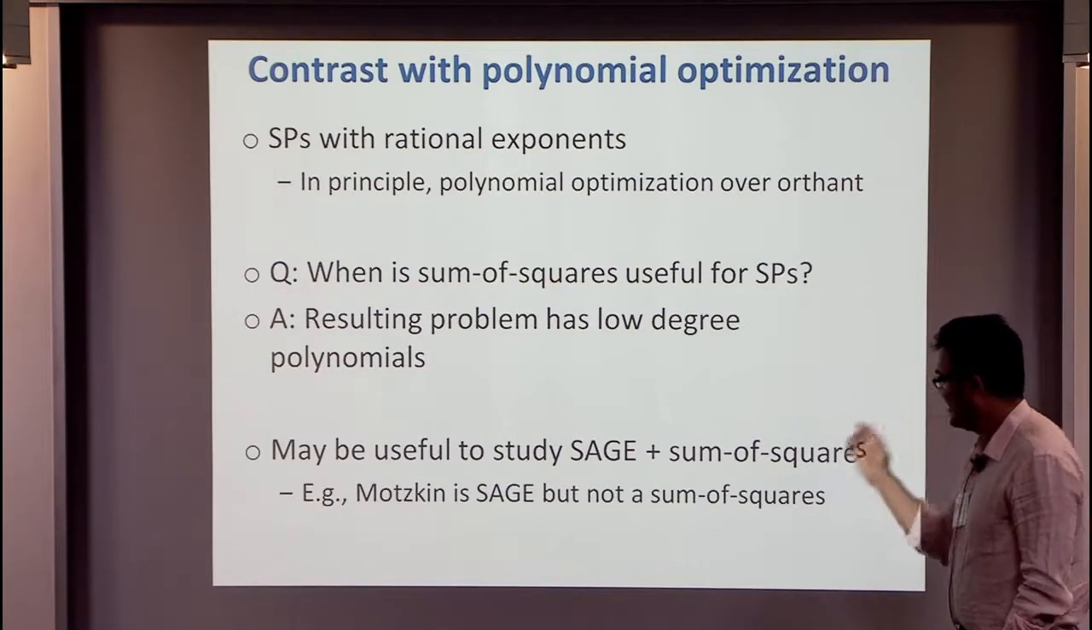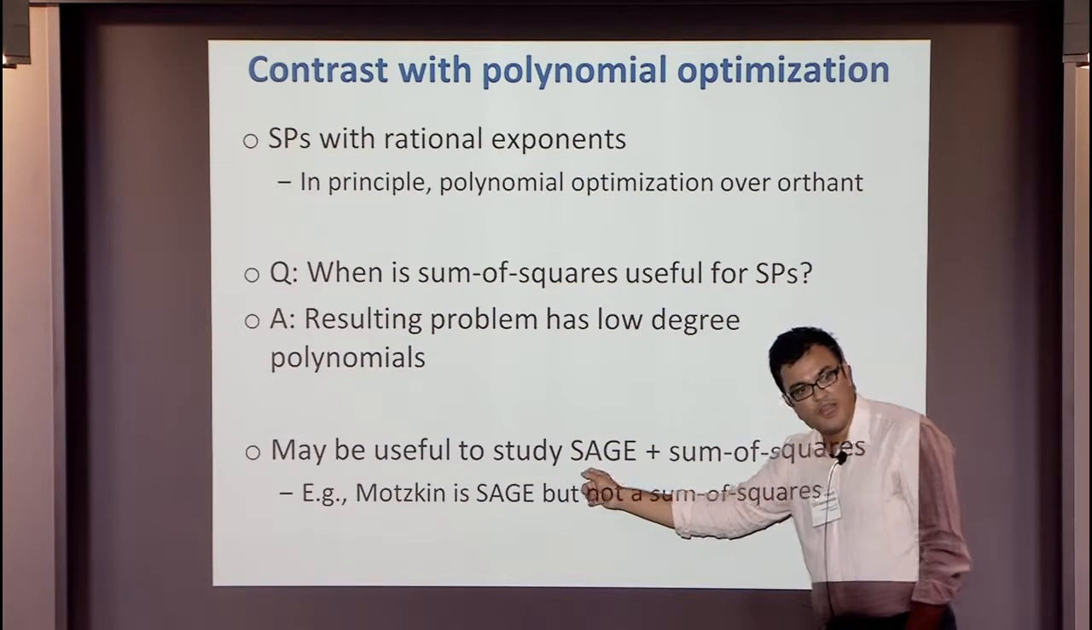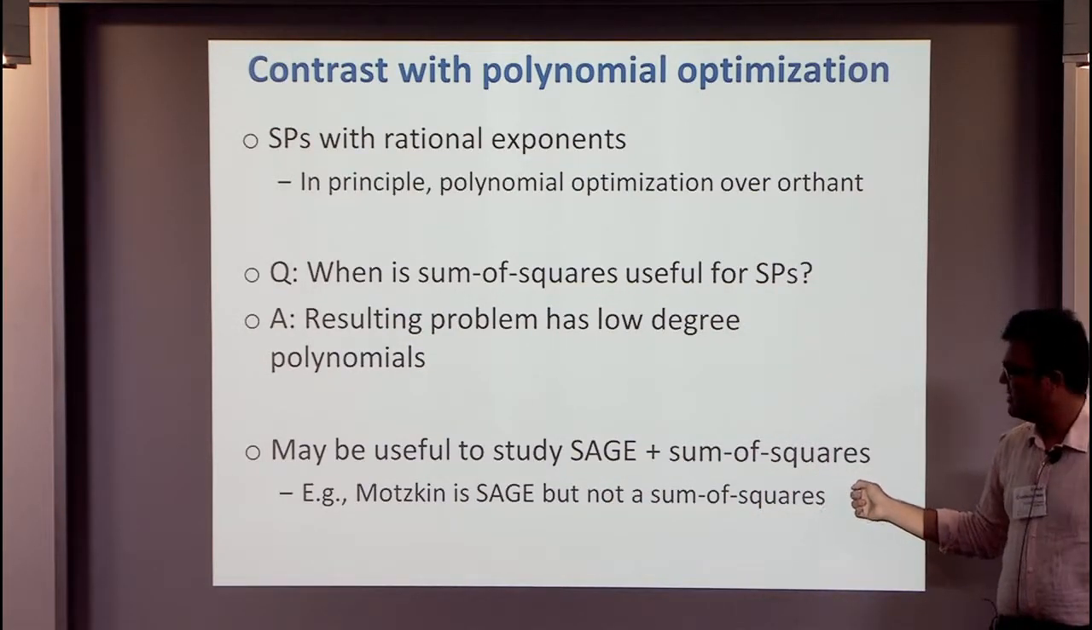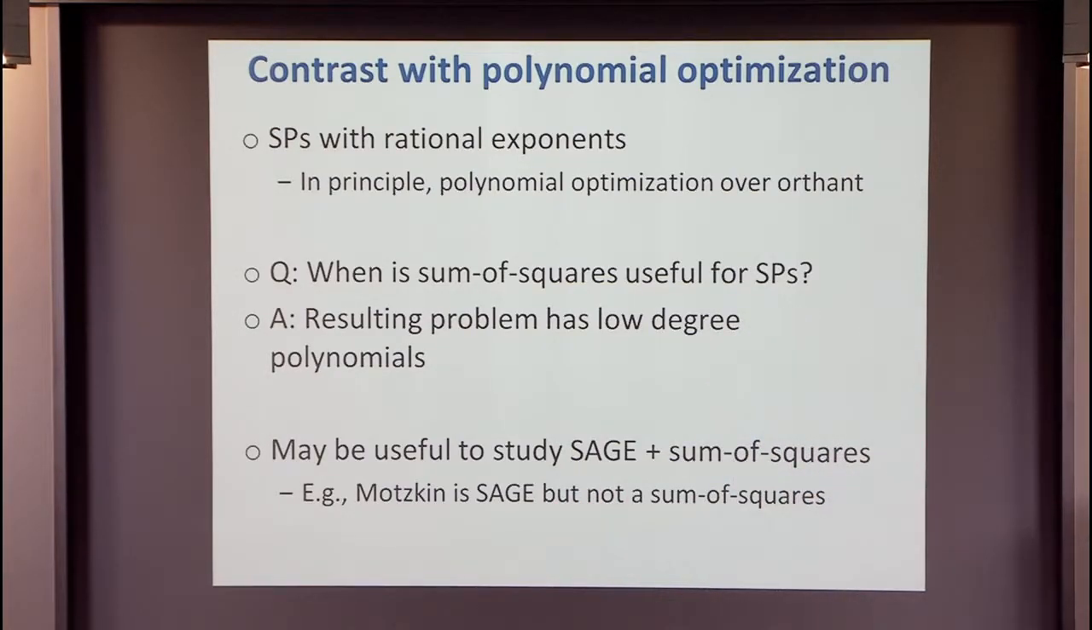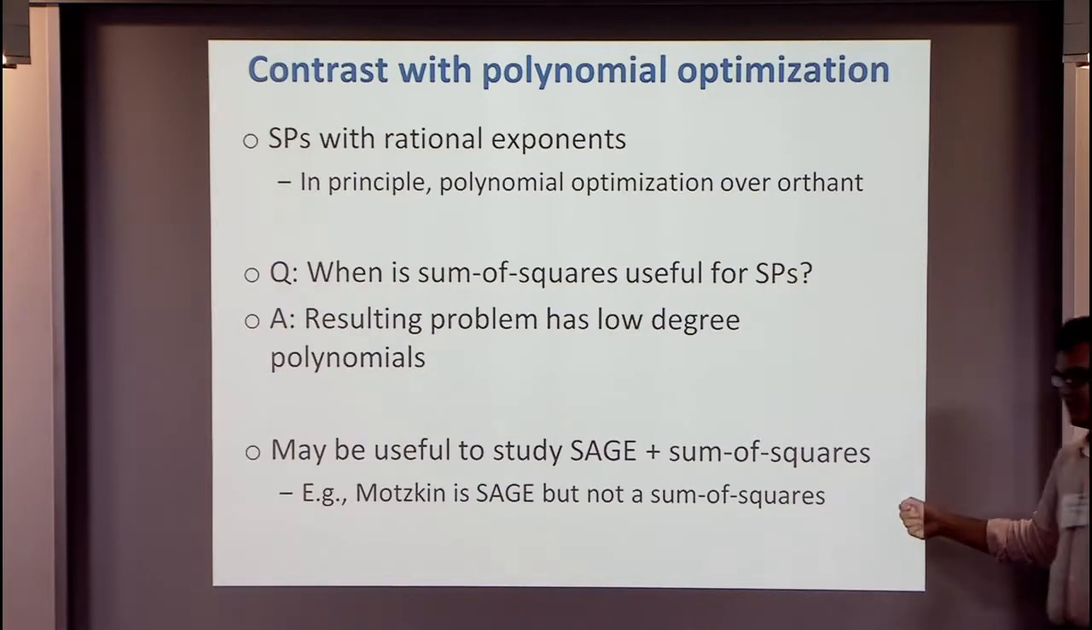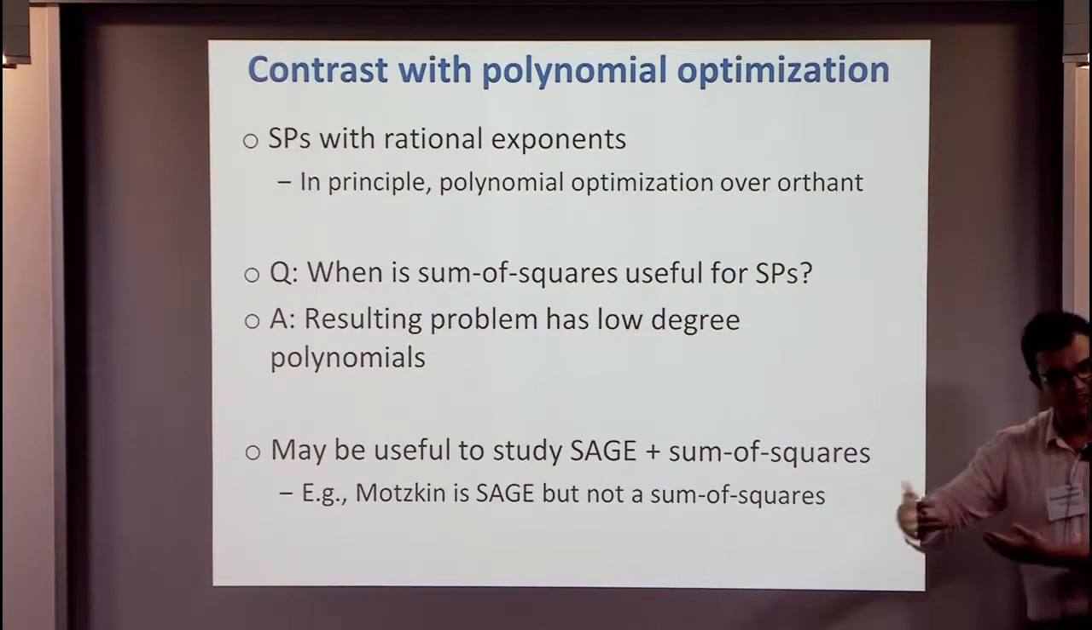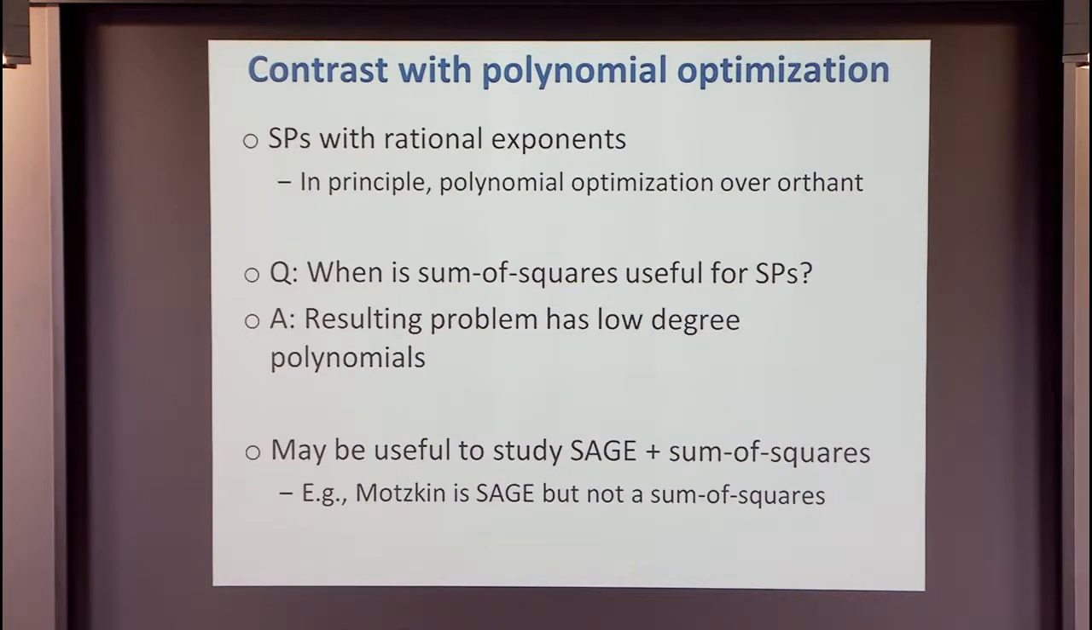It may still be interesting to study combinations of SAGE and sum of squares, because, for example, the Motzkin polynomial, viewed suitably, is a SAGE function, but it's not a sum of squares, at least not directly, although you can certify its non-negativity with just one level up in the hierarchy.